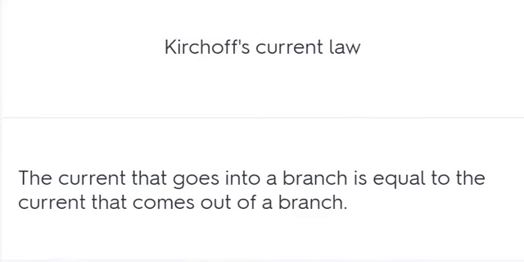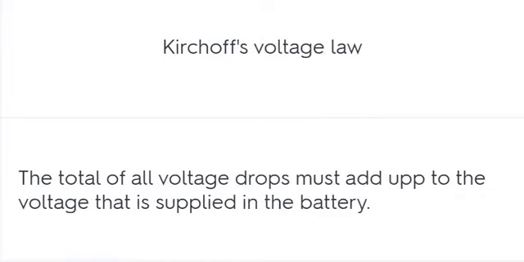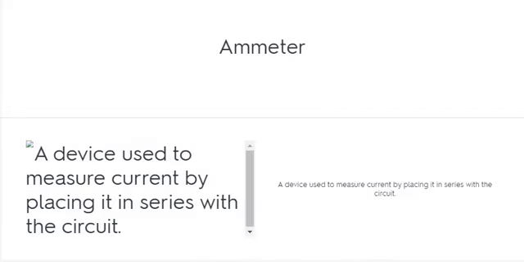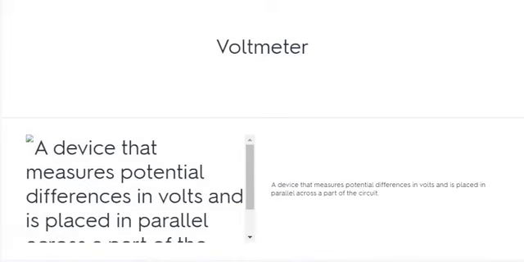Kirchhoff's current law: the current that goes into a branch is equal to the current that comes out of a branch. Kirchhoff's voltage law: the total of all voltage drops must add up to the voltage that is supplied by the battery. Ammeter: a device used to measure current by placing it in series with the circuit. Voltmeter: a device that measures potential differences in volts and is placed in parallel across a part of the circuit.